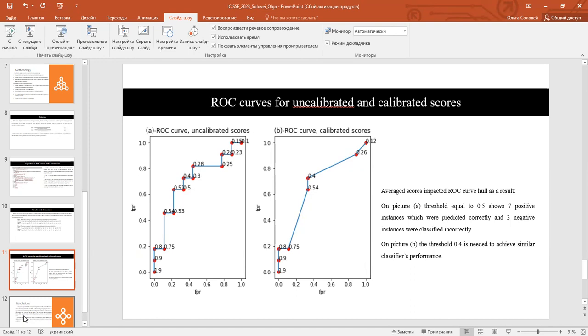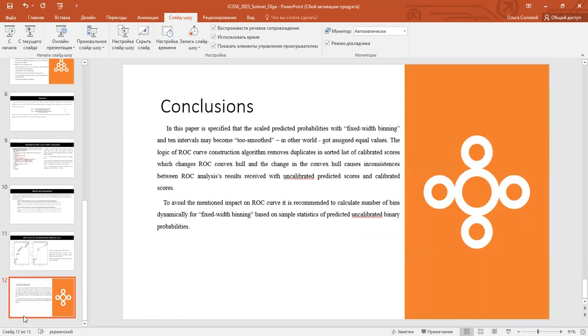As a result, on picture A, a threshold equal to 0.5 shows 7 positive instances which are predicted correctly and 3 negative instances which are predicted incorrectly. On picture B, a threshold of 0.4 is needed to achieve similar classifier performance. As a conclusion, this study specifies that scaling predicted probability with fixed width binning and 10 intervals may become too smooth, in other words, get assigned equal values.